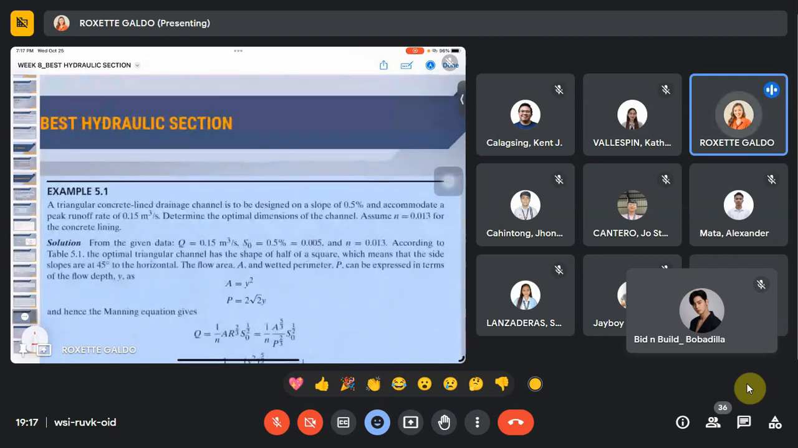Okay, so we have here example 5.1 in the book. A triangular concrete lined drainage channel is to be designed on a slope of 0.5% and accommodate a peak runoff rate of 0.15 cubic meters per second. Determine the optimal dimensions of the channel. Assume n is equal to 0.013 for the concrete lining.